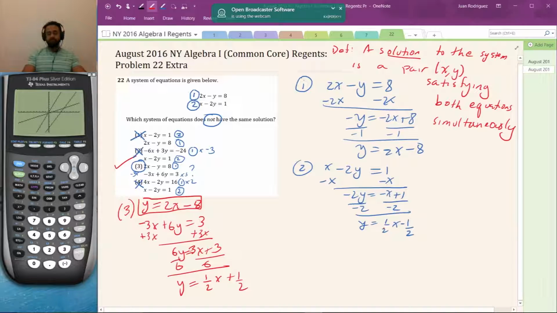You could also solve them by elimination. You could solve them by substitution. There's a lot of ways to find the answers, the values of x and y that satisfy both equations.